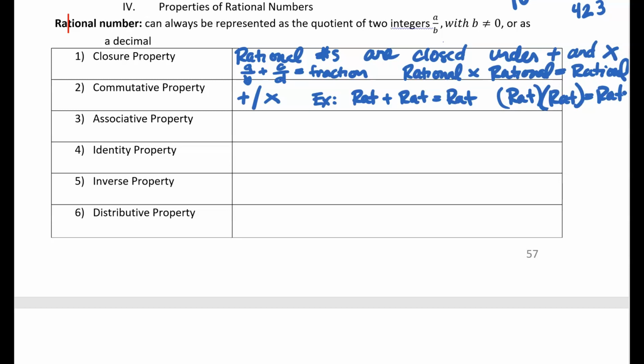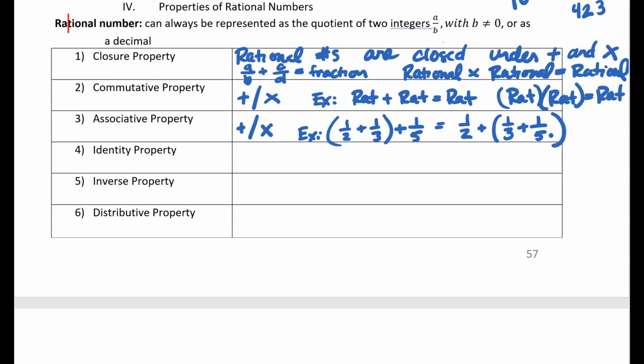With associative, it's the same. So addition and multiplication are both associative. So I'll give you a real example here. For example, 1/2 plus 1/3 plus 1/5 is the same thing as 1/2 plus parentheses 1/3 plus 1/5. So I can change the order of the parentheses and it doesn't change the answer.